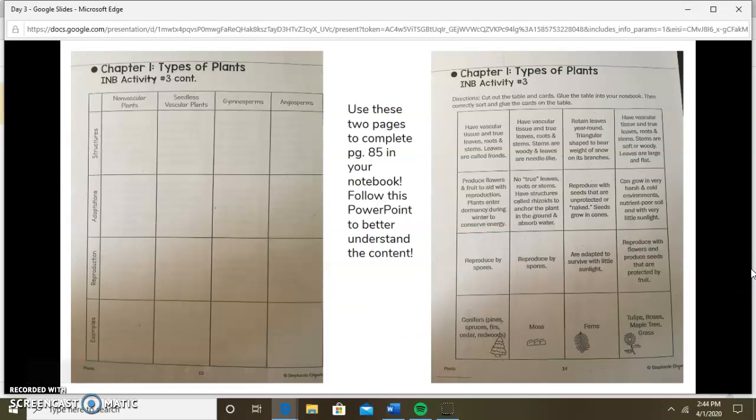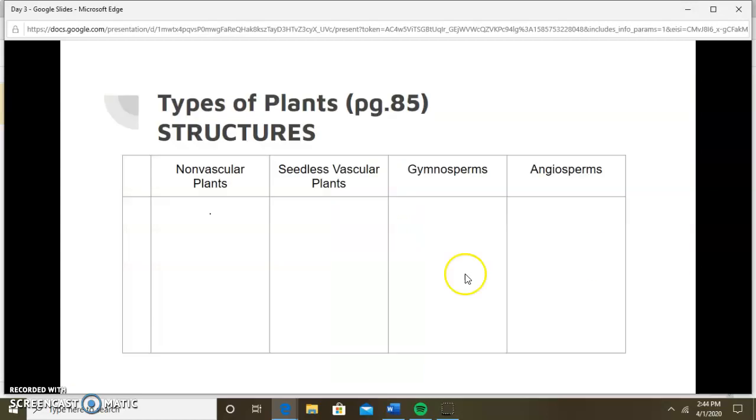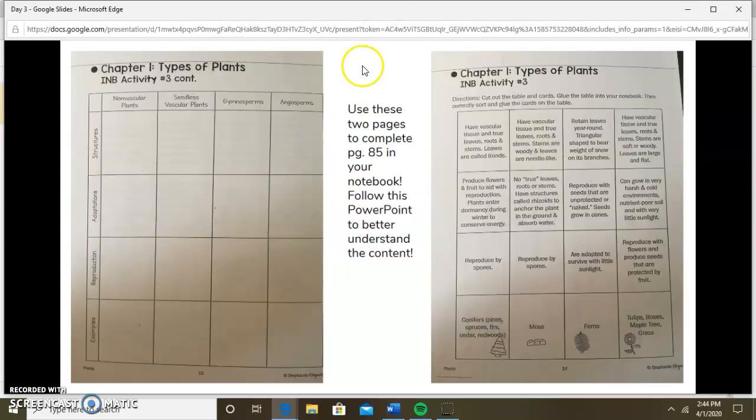So these are the 2 pages that you're going to need in your notebook. It's going to be on page 85. The left-hand side is going to be glued down on the page. So you're going to cut out that square. You can keep this top part if you fit it. If not, it's okay if you don't. And then these squares over here on this right-hand side, you're going to cut out individually. So make sure you cut them out before you continue.